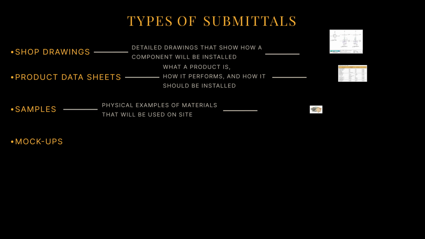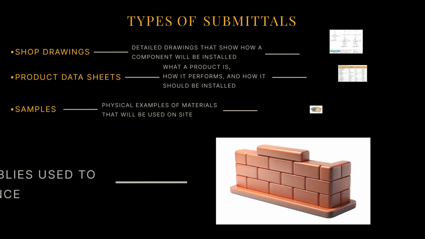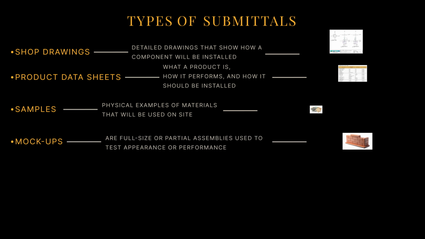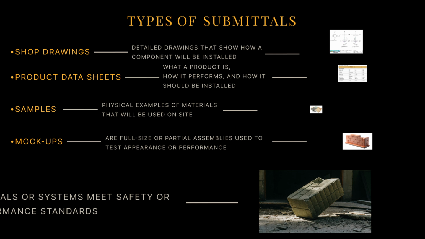Fourth, mock-ups. These are full-size or partial assemblies used to test appearance or performance before doing the work across the project, like a small mock-up of a wall section including brick, insulation, and cladding to check alignment and workmanship before mass installation. Fifth, test reports. These show that materials or systems meet safety or performance standards, often from a third-party lab, like a concrete compression test report showing that a batch meets the required strength.